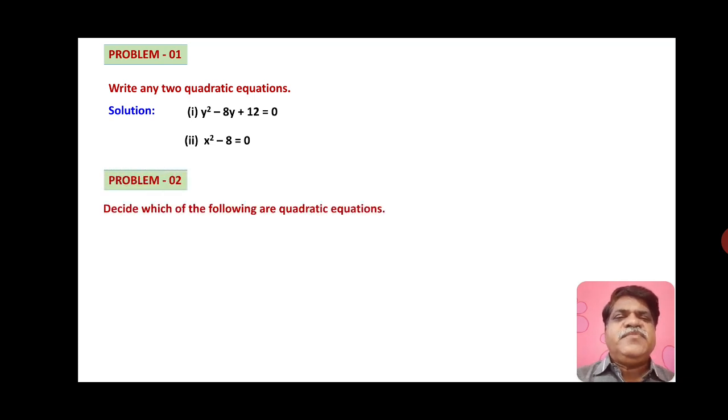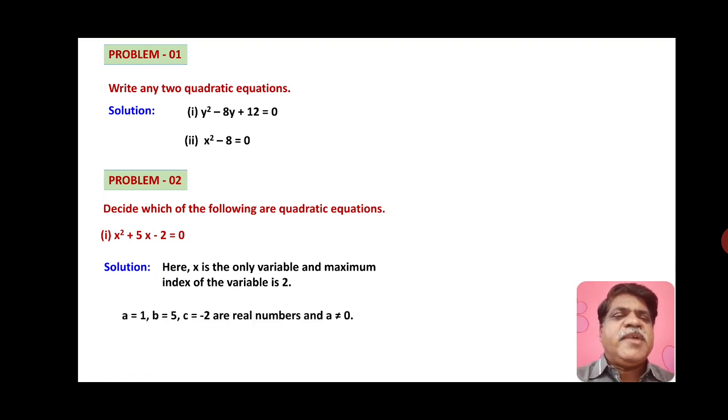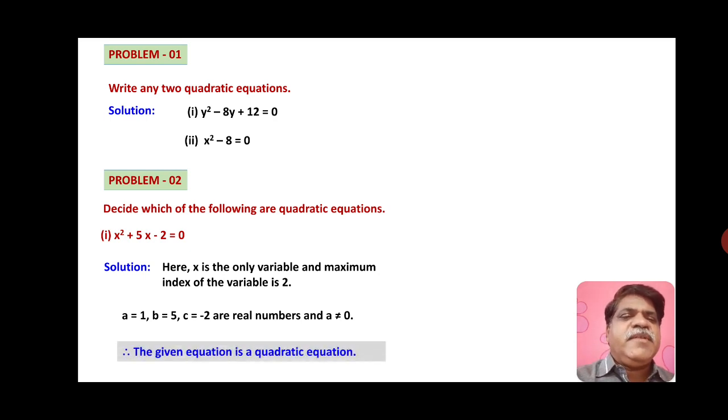Problem number 2. Decide which of the following are quadratic equations. First, x square plus 5x minus 2 is equal to 0. Friends, here x is the only variable and the maximum index of the variable is 2. A is equal to 1, b is equal to 5, c is equal to minus 2 are real numbers and a is not equal to 0. Therefore, we can say that the given equation is a quadratic equation.